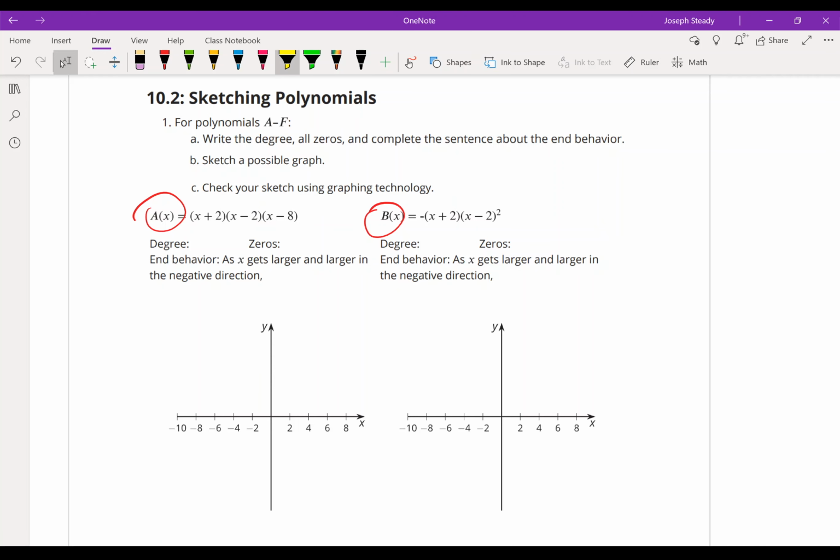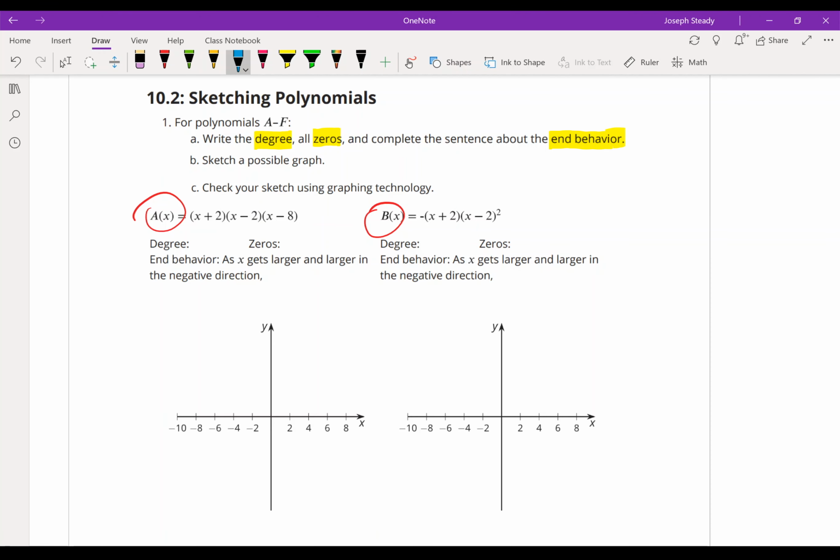So, the stuff they want us to find about these polynomials: the degree, in other words, what's the highest exponent, all of the zeros, and then they want us to talk about its end behavior. Specifically, we're going to complete a sentence that they gave us a sentence starter for. So first, let's look at the polynomial function a of x.